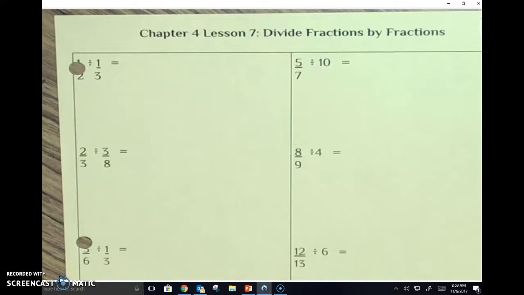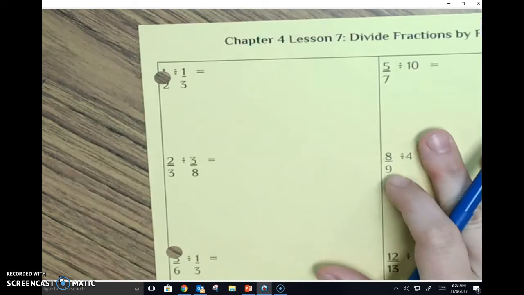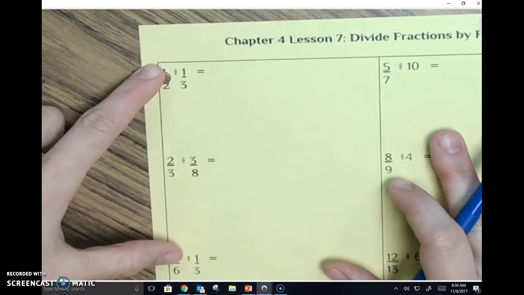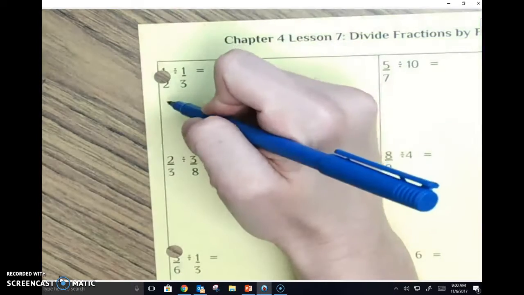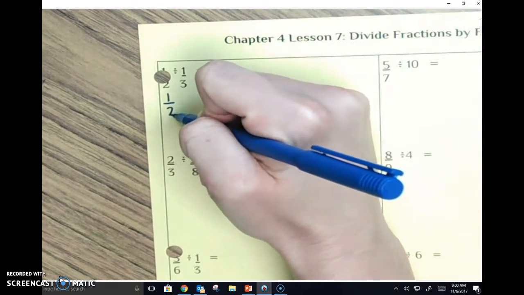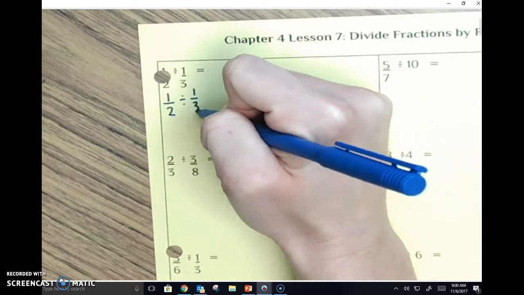In Chapter 4, Lesson 7, we're going to learn how to divide fractions by fractions. So we'll have two fractions, and then I'm going to show you how to do a fraction and a whole number. This first one, and I guess the second one too, or the third one, they got whole punched out, so I'm going to rewrite the problem so you can see what it is. This top one is a half divided by 1/3.